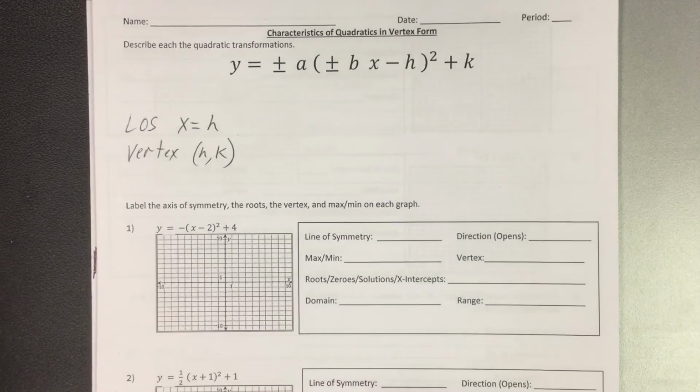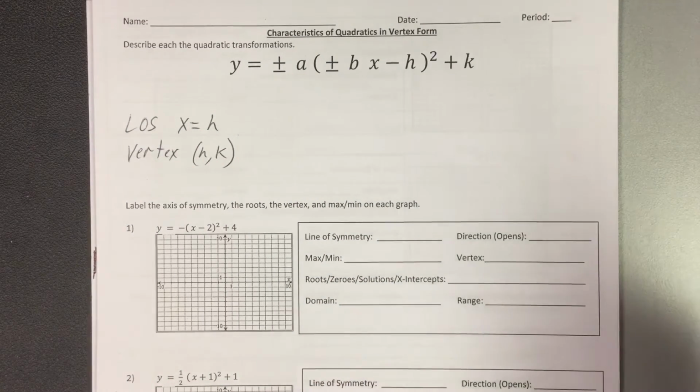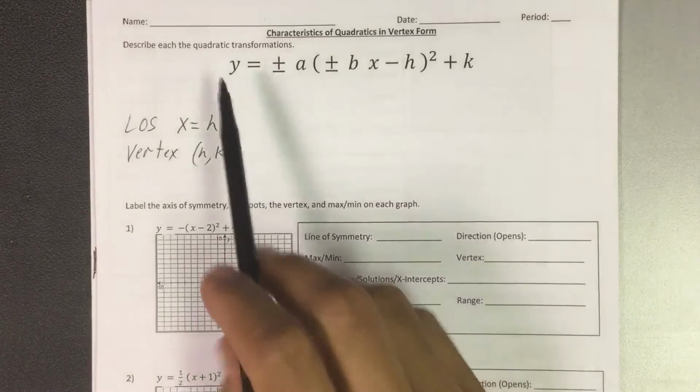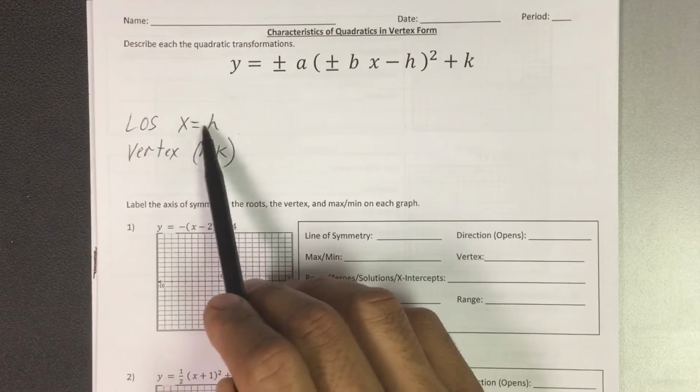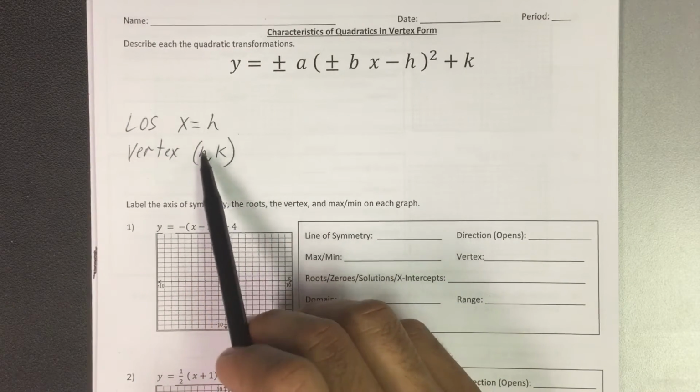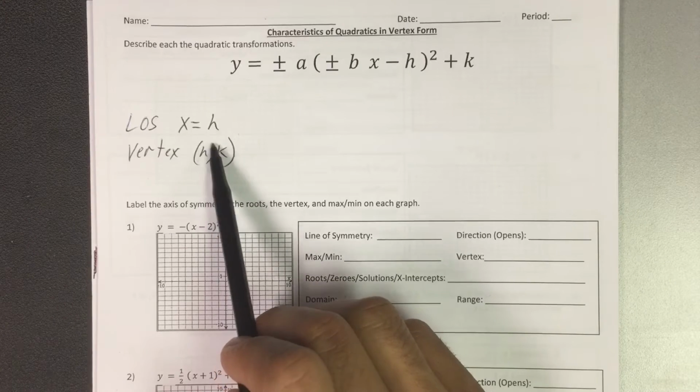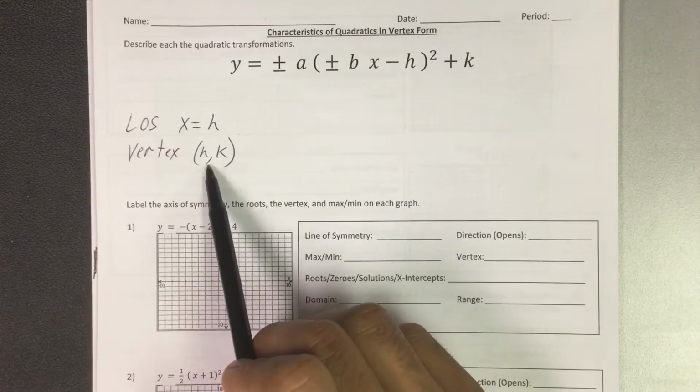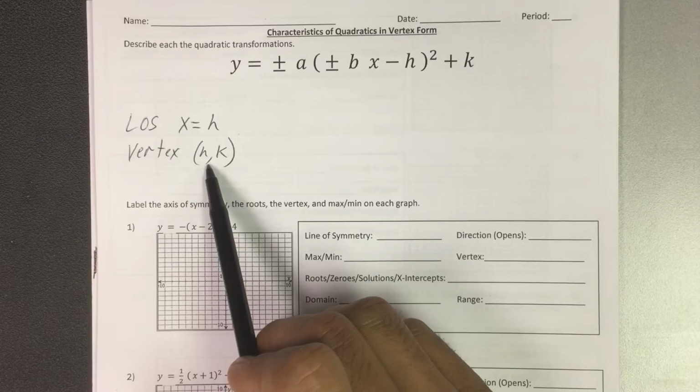Right? That's something that we should get pretty easy, because if this is the line of symmetry, this has to go through the vertex, so that means the x value for the vertex has to be h. All right, and we'll kind of talk about that.